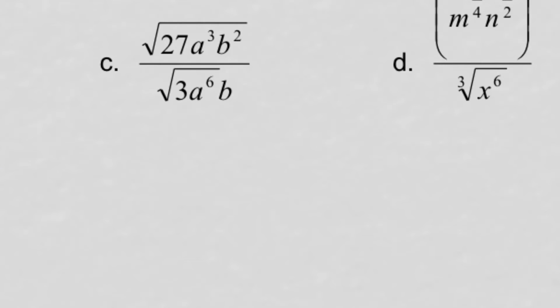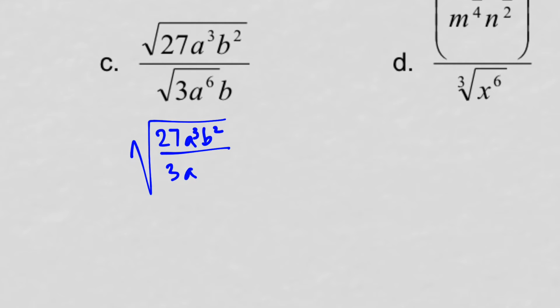All right, let's look at C. Now, for this one, there's always many different strategies that you can use. I notice that they both have the same index, right? Index 2. So what I'm going to do is put them both under the same radical. You got to be careful about this. This is 27a cubed b squared over 3a to the 6th. But not the b. Notice that it stops right there before it actually covers the b. So the b is in a different fraction over here by itself.